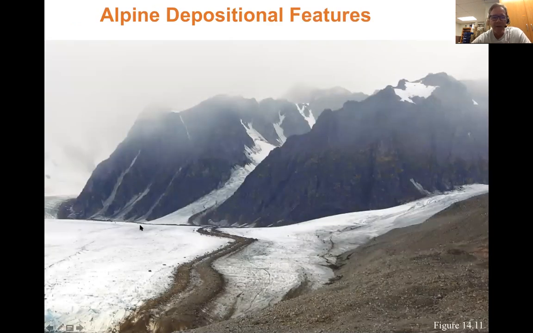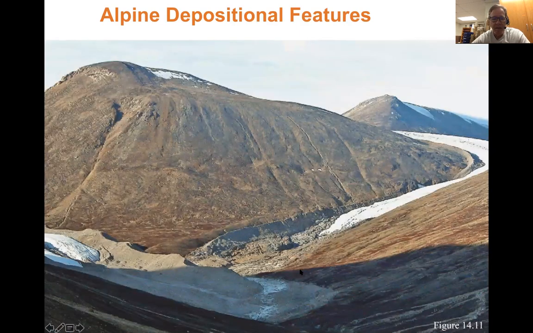So you can kind of see these here. So here's this unsorted till, if you will. In this case, it's a lateral one. And then you can see another one kind of over here where the glaciers meet. And then this is a terminal one. So the glacier originally came down, and this was its furthest extent, and it deposited all this material here.